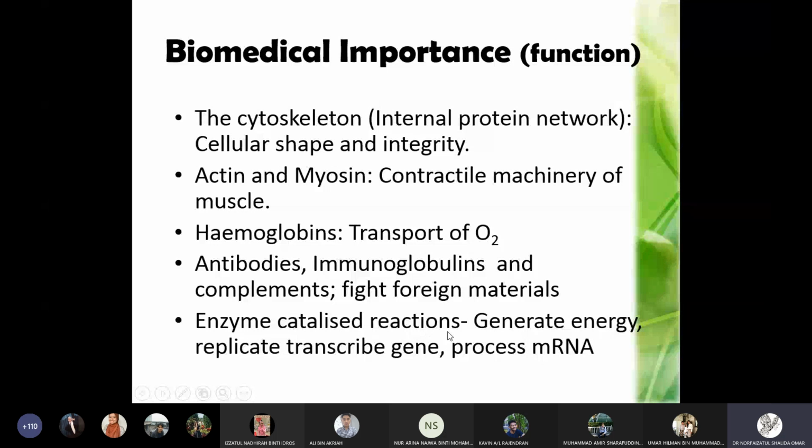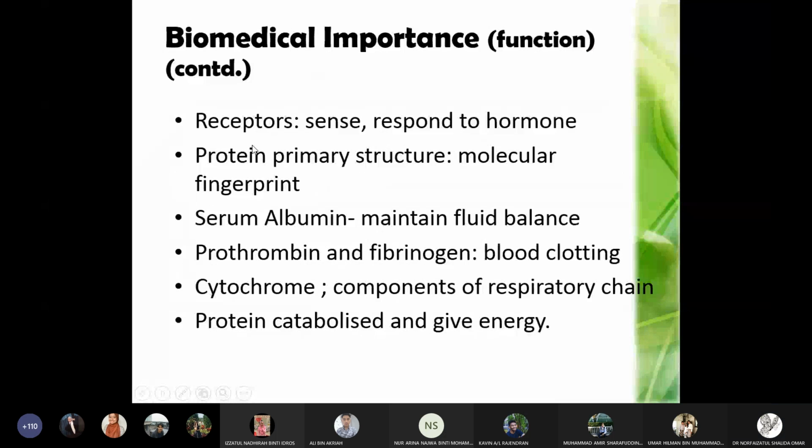And then, of course, your molecular fingerprint, so your DNA, and then your serum albumin, to maintain the fluid balance. And then prothrombin and fibrinogen for blood clotting. They also have the cytochrome components of your respiratory chain. One of the components in the electron transport chain is cytochrome.